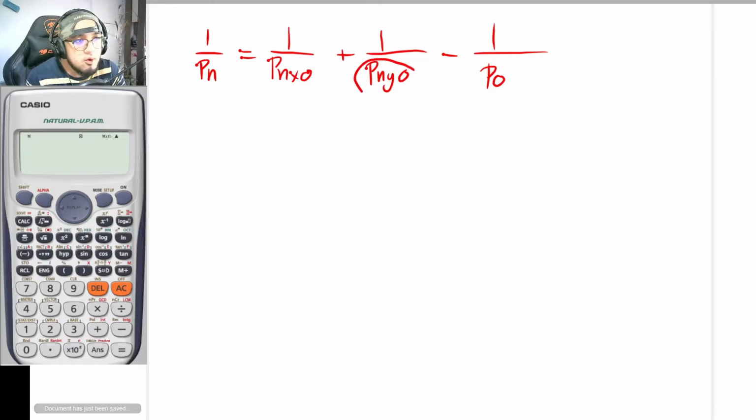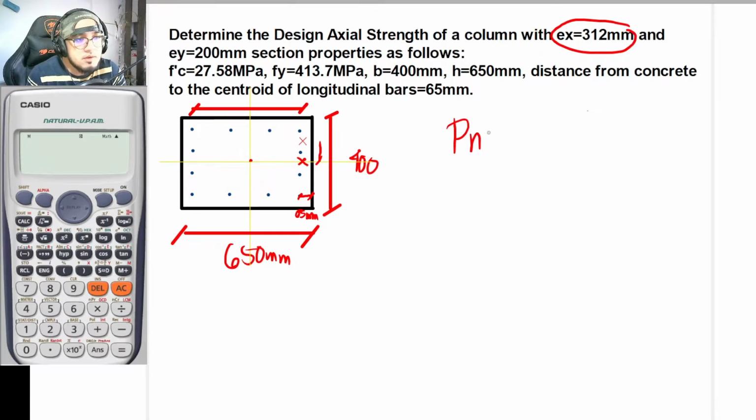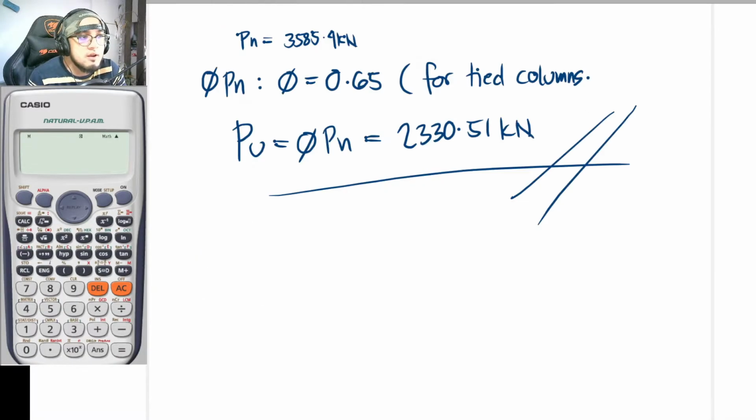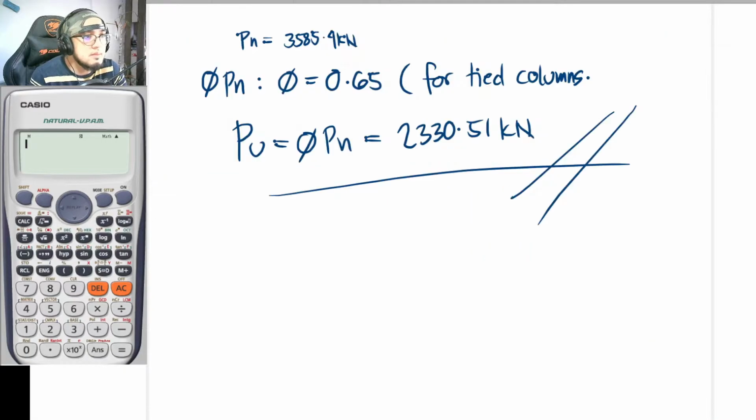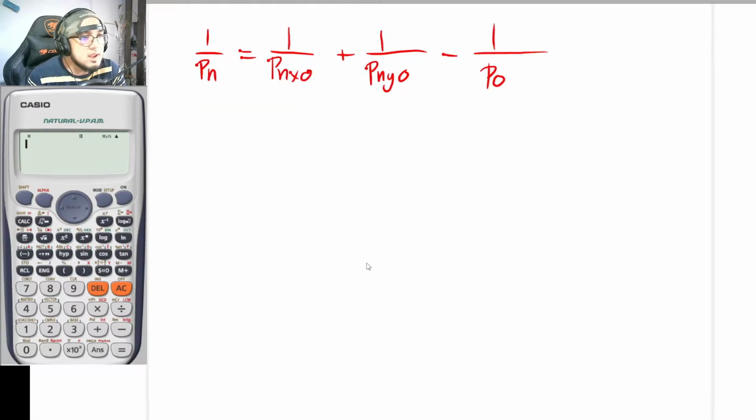The Pnyo is the Pn we get if there is no eccentricity y. Since I did not change the problem, I have already solved this before. This is actually from the previous video: 3585.4. I used an interaction diagram before, so I would just be copying this. And basically, this is already our Pnyo. So I'll just put it here.